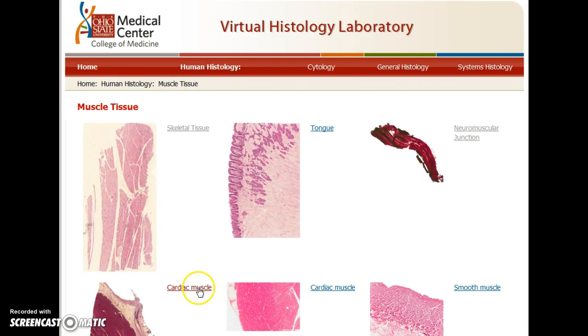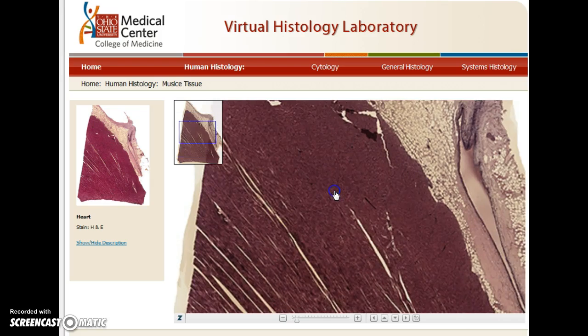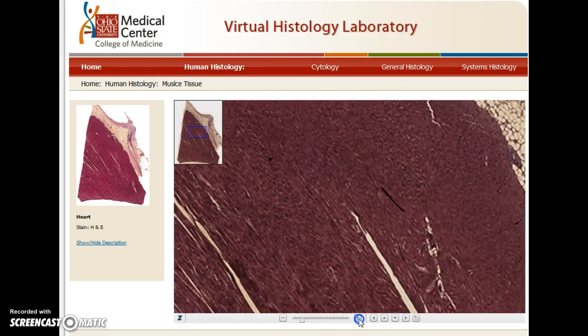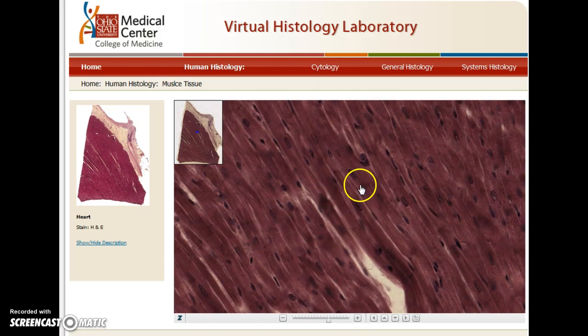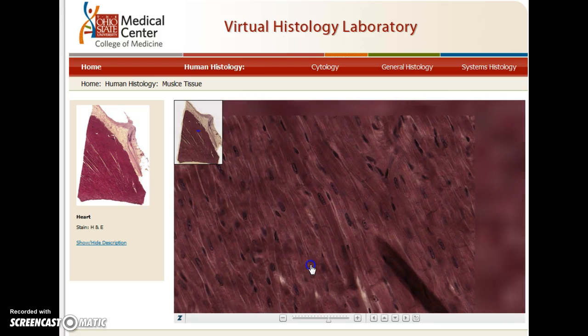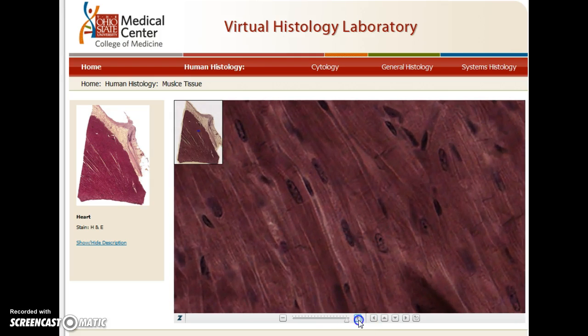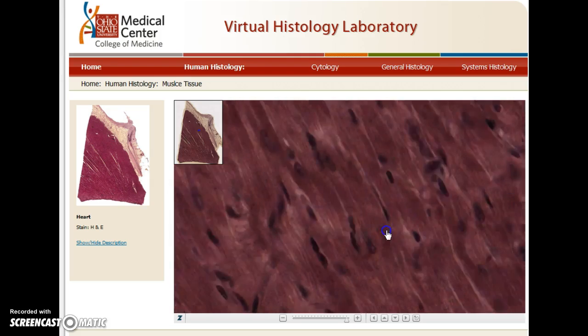Okay. Now for cardiac muscle, remember it was also striated. I'm going to zoom in here pretty far. On this staining, on this slide, it's rather hard to see the striations, but I can kind of see that there's some light, dark, light, dark, light, dark areas here, kind of towards the edge of some of these cells.